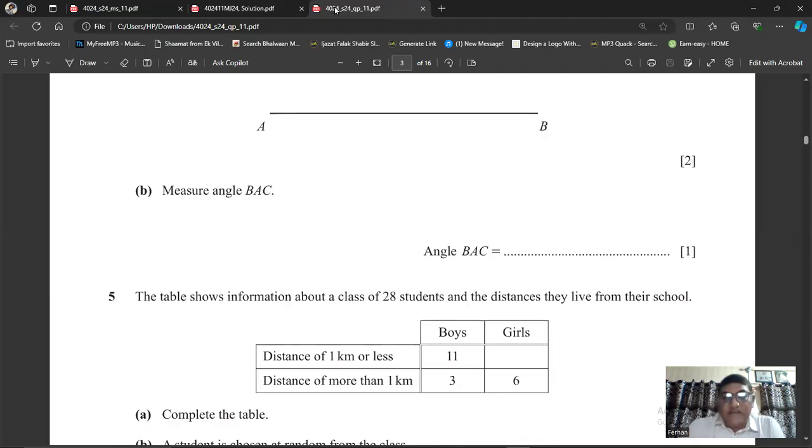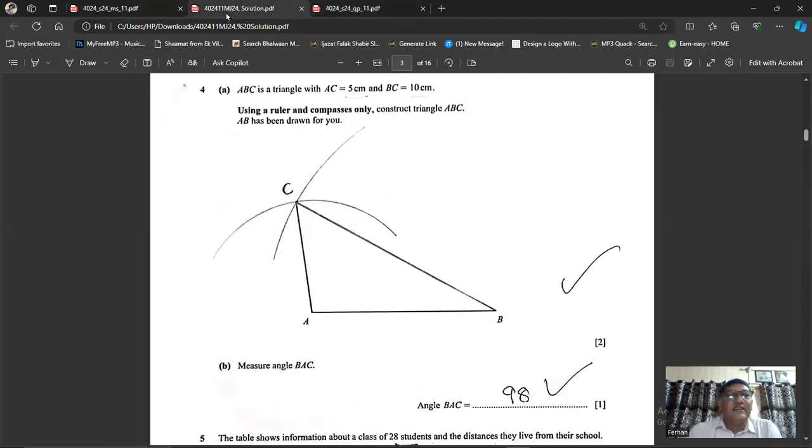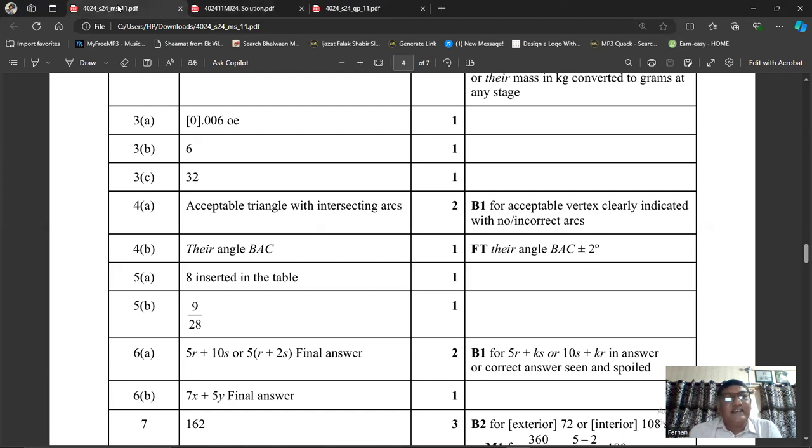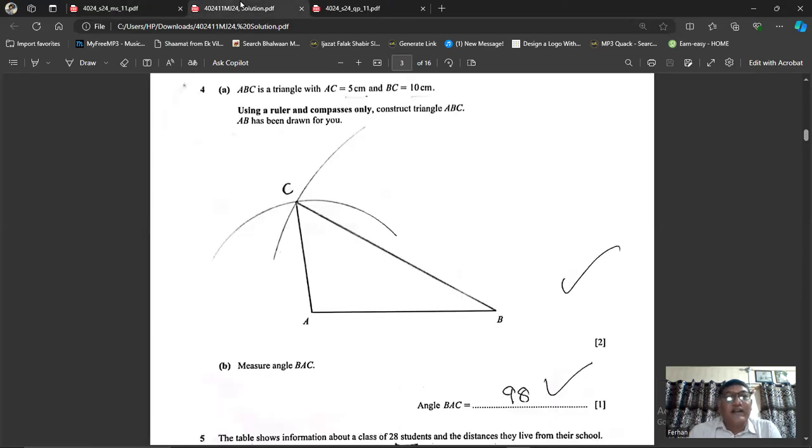So this word measure means use your protractor and measure the angle BAC. So with the help of the protractor, I will measure this angle. These are the 2 arms of the angle. So I will measure how much is the angle between them. So when I measured it, it was approximately 98. Okay. So that was 98. They say their angle BAC. So our angle was 98.